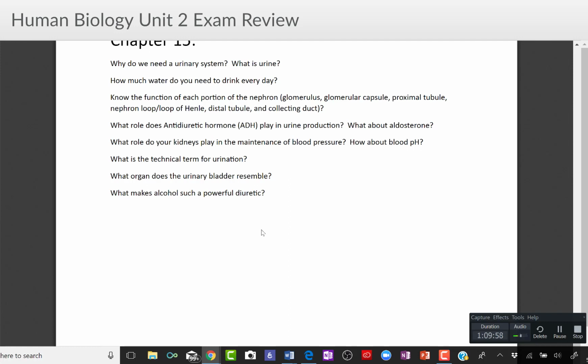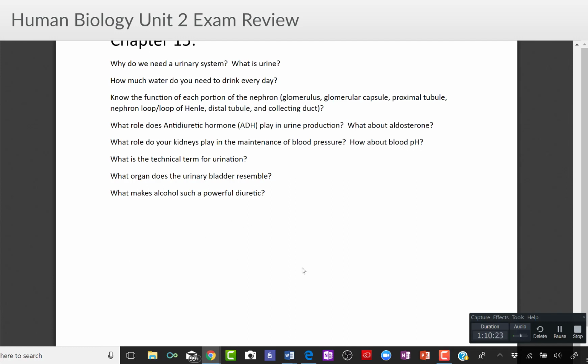What organ does the urinary bladder resemble? It's actually the stomach. Every other hollow organ but those two has 2 layers of smooth muscle. The stomach and the bladder have a 3rd layer of muscle. They also have folds inside of them called rugae, R-U-G-A-E, that allows those 2 organs to expand and relax. So your stomach and bladder can both be empty and they both can be very full. So they're really, really similar structurally.